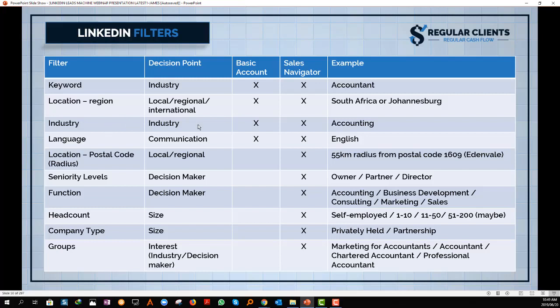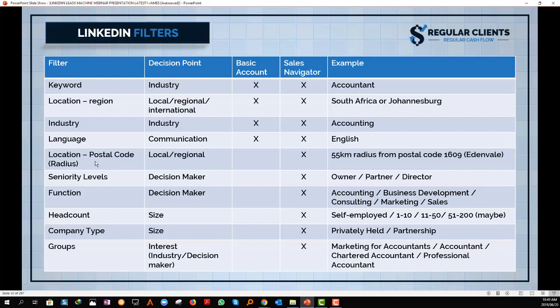Then industry, obviously the decision point is industry. The industry I'm looking at is accounting. Then the language. This one can be important, so you might as well go ahead and tick it, right? Especially in South Africa, where we've got 1,000,001 official languages, we want to preferably be speaking to people that can speak English. And for my Canadian clients, for example, in Canada we speak French and we speak English, right? So go pick what it is that you want.